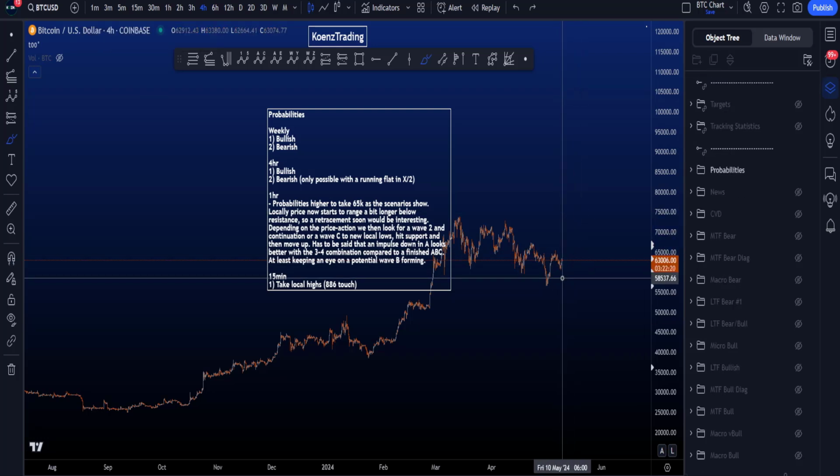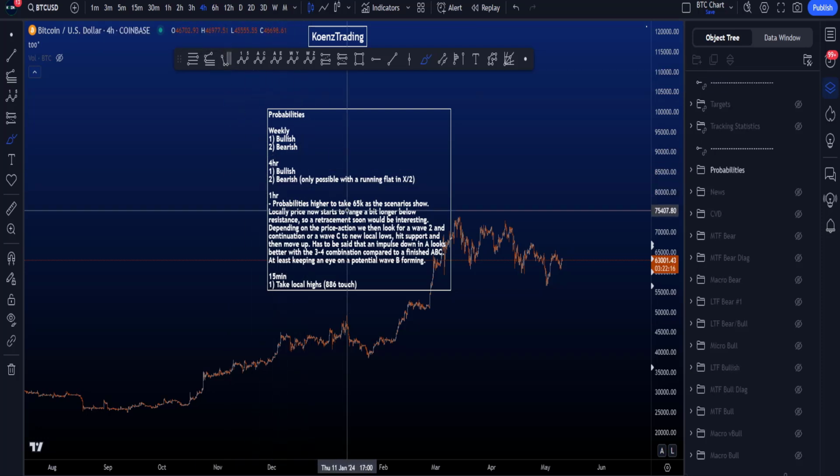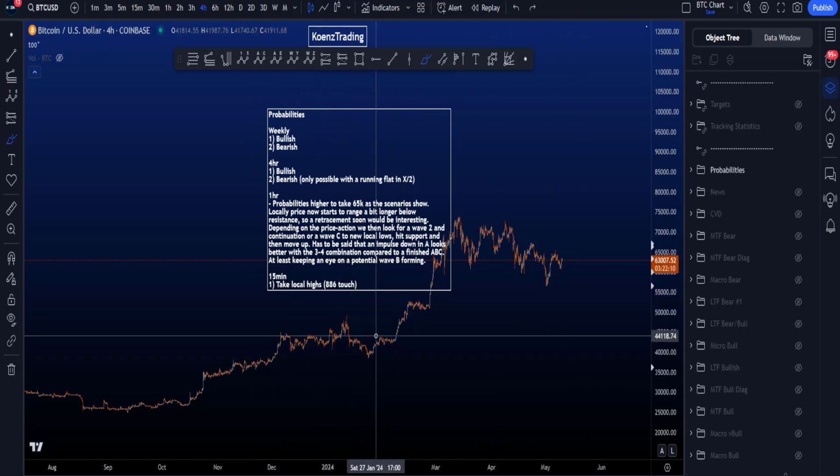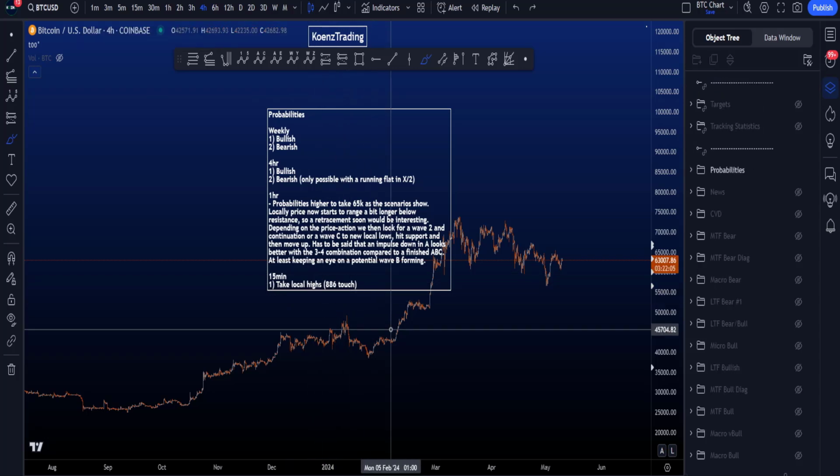So that's at least something that I keep my eye on, but in general on the 1-hour time frame we are looking for 65k to be taken anyway, right? Now on the 15-minute time frame we are waiting for price to take the highs. That's the highest probability at the moment, because on the 15-minute the 886 has been touched.